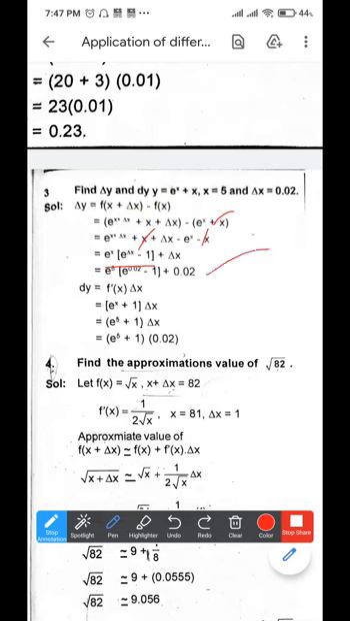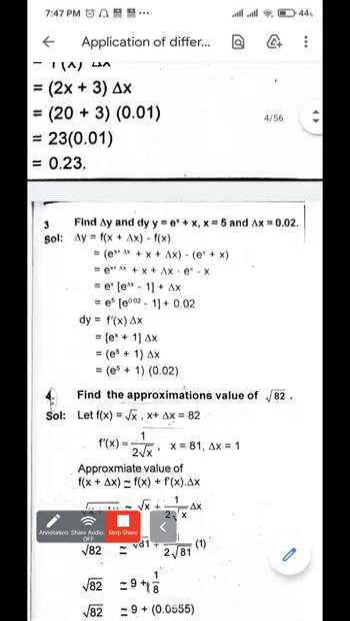After getting this, same story. dy is equal to f dash of x delta x, that is (e power x plus 1) delta x. Okay, then substitute the values. x is equal to 5, delta x is equal to 0.02. Okay, you'll get this as the final answer.